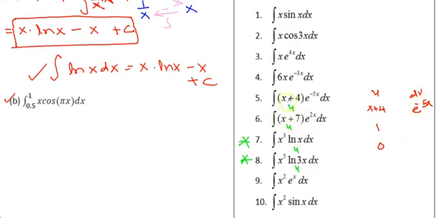So make sure that for 5, this is your u, for 6, this is u, and for 7 and 8, ln, if you use LIPET, ln x is the u. So be careful with numbers 7 and 8. I want you to practice this new rule, integration by parts, practice with the tabular method, and work on these 10 examples.